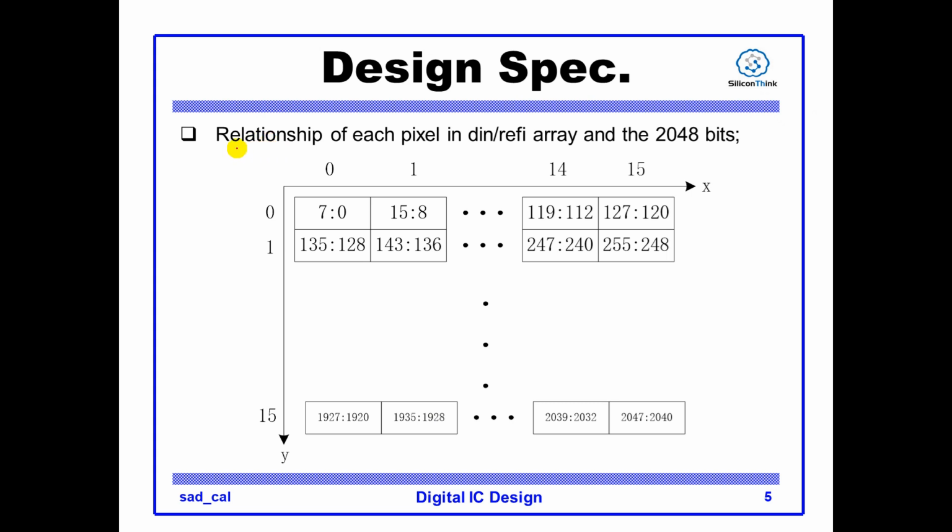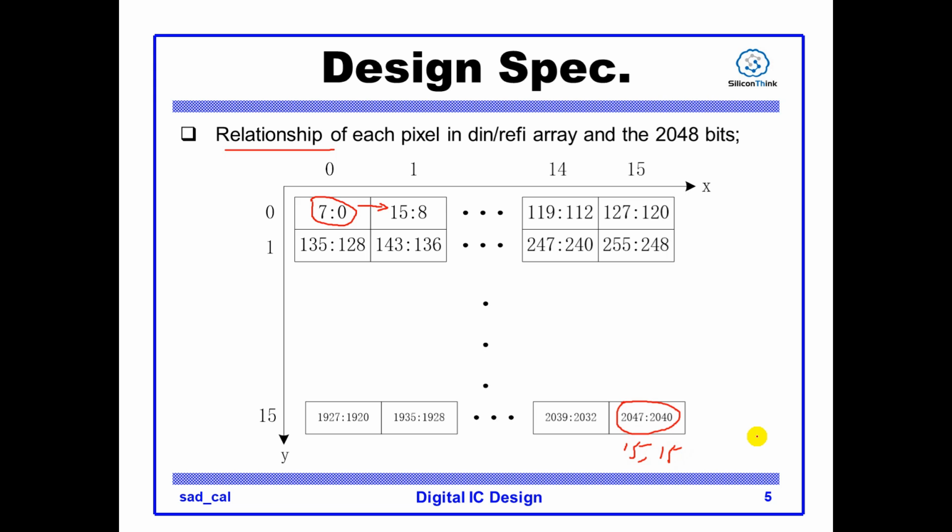This slide will show you the relationship of each pixel in the input array and the 2048 bits. The upper left pixel is in the lower bits, then we put each pixel from left to right and from top to down. Then the last pixel, that is the pixel with index 15, 15, will enter the most significant bits.